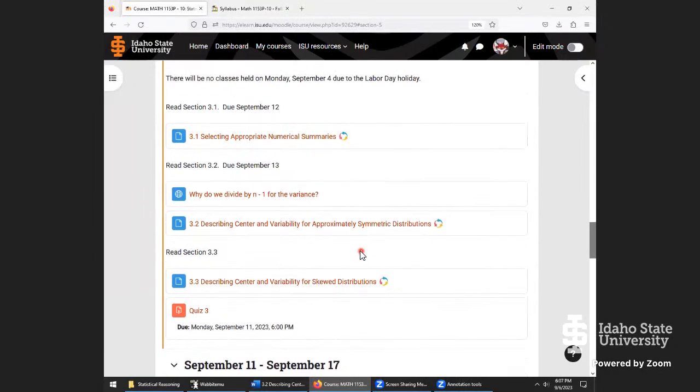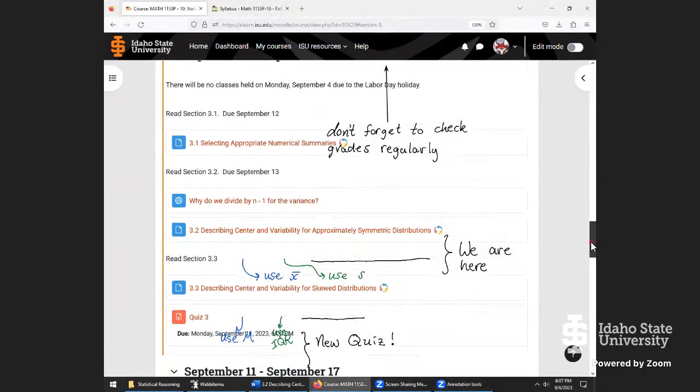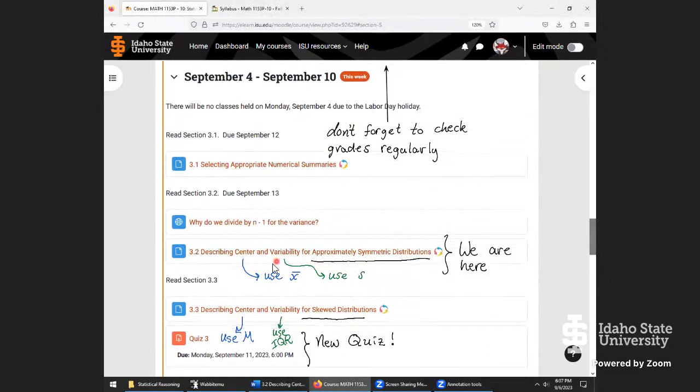But now for the moment, we're in section 3.2. And what we did in section 3.2 was took a look at the initial formulas for the sample mean X bar and the sample standard deviation S. So now let's jump back in and go from there.